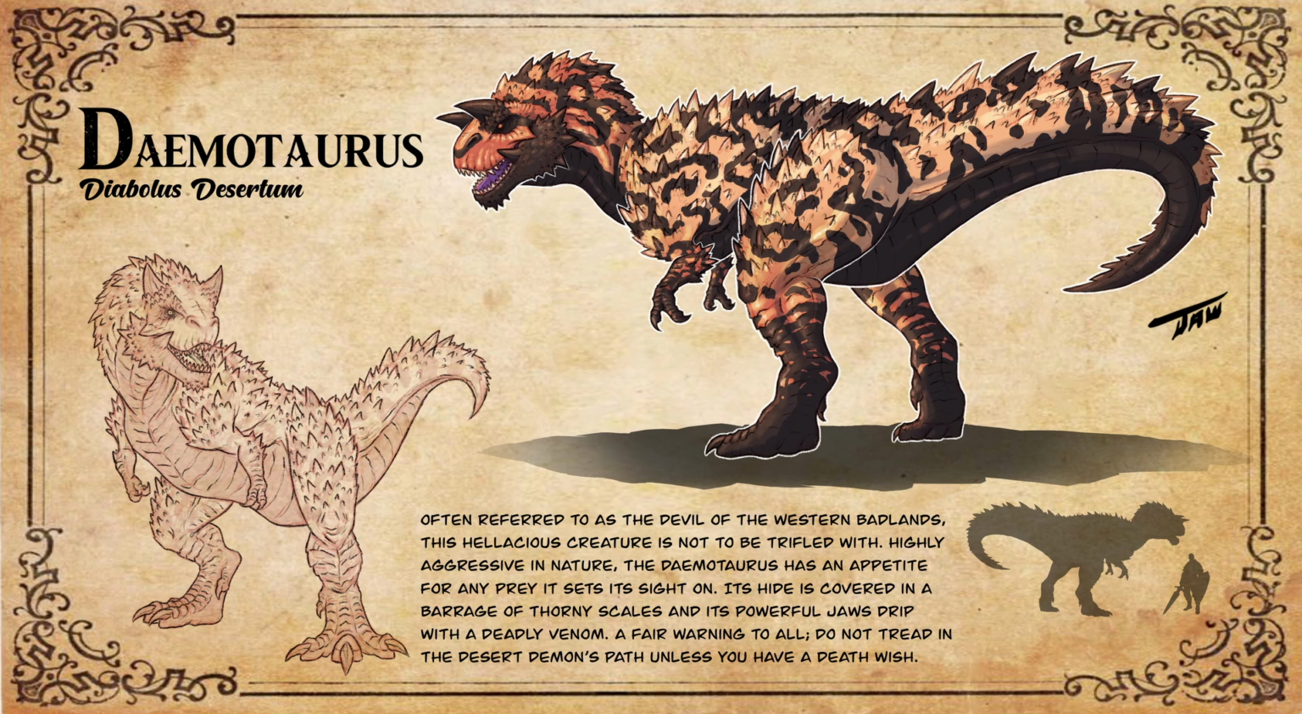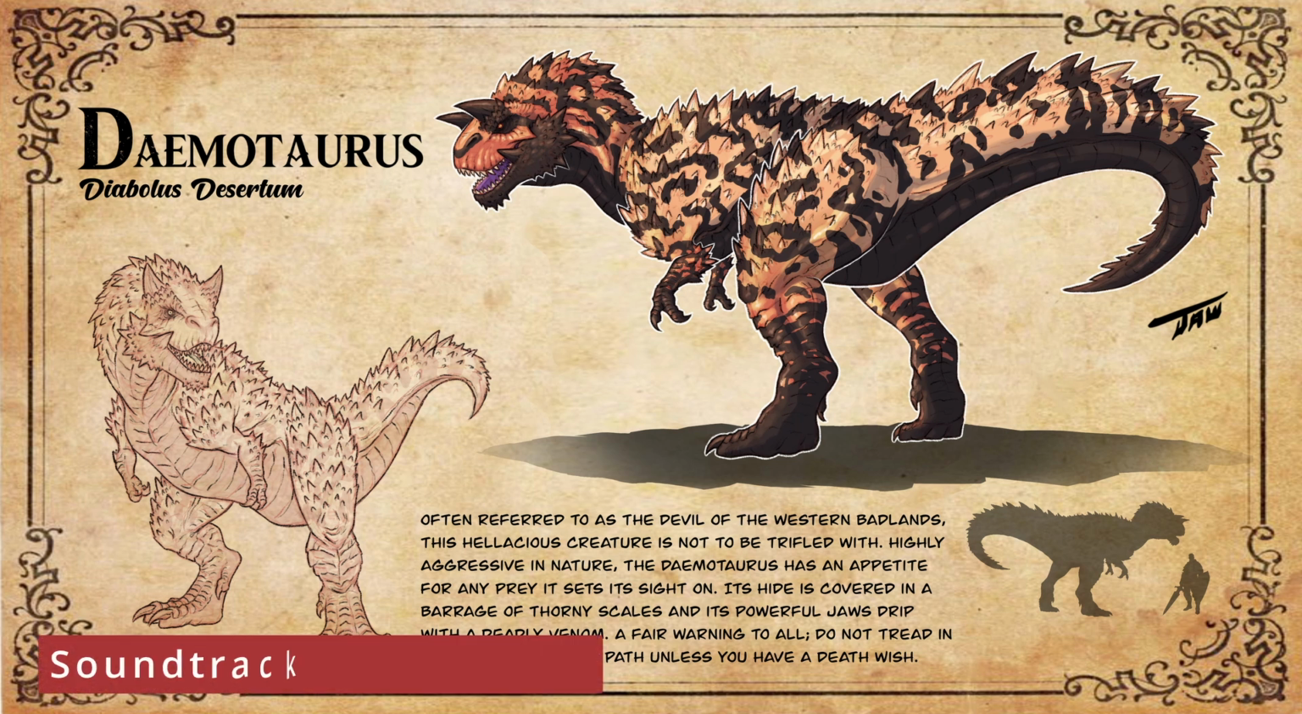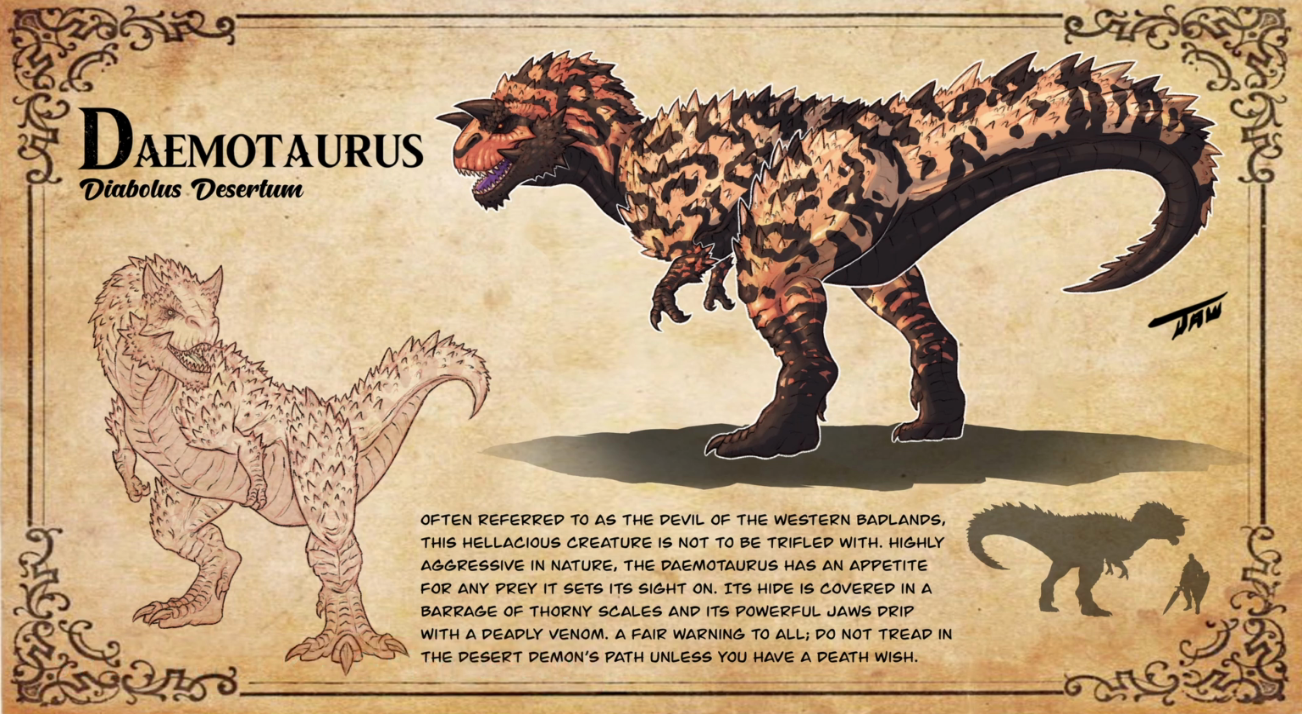Often referred to as the devil of the western badlands, this hellacious creature is not to be trifled with. Highly aggressive in nature, the Daemotaurus has an appetite for any prey it sets its sight on. Its hide is covered in a barrage of thorny scales, and its powerful jaws drip with a deadly venom. A fair warning to all: do not tread in the desert demon's path unless you have a death wish.